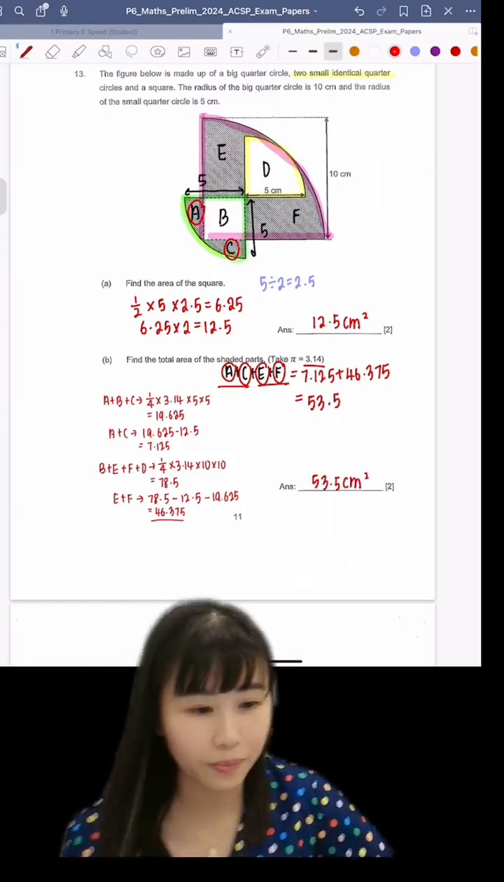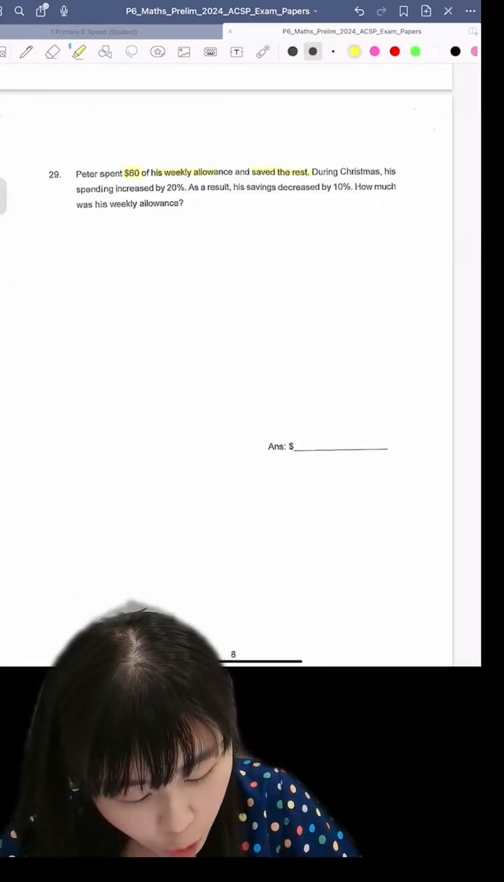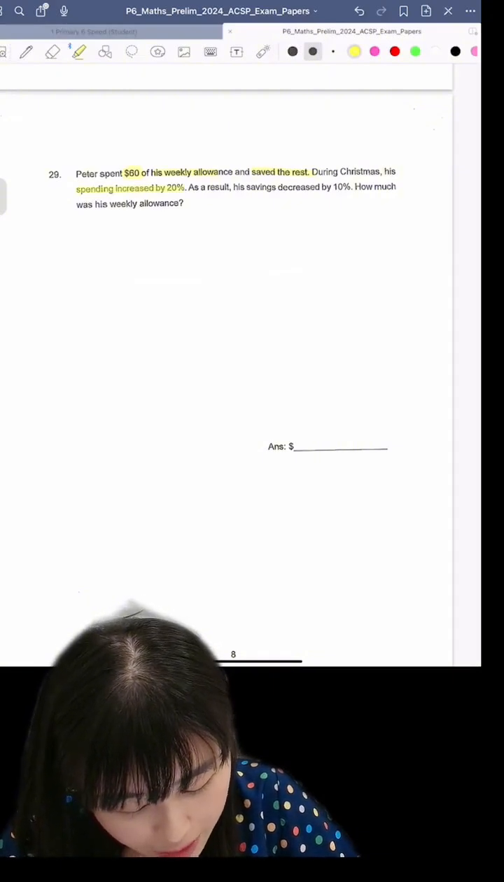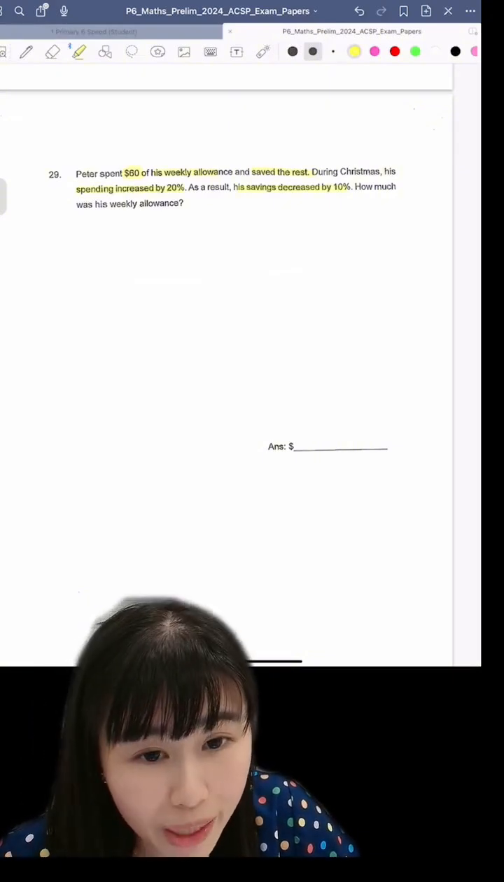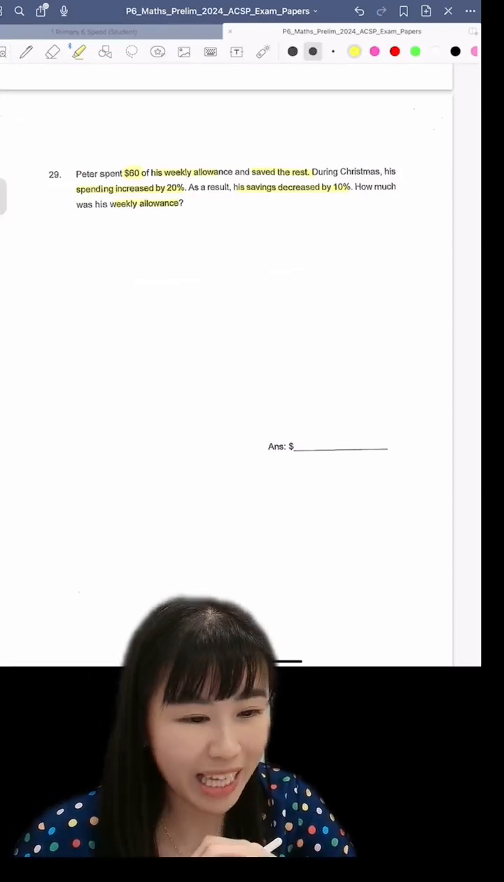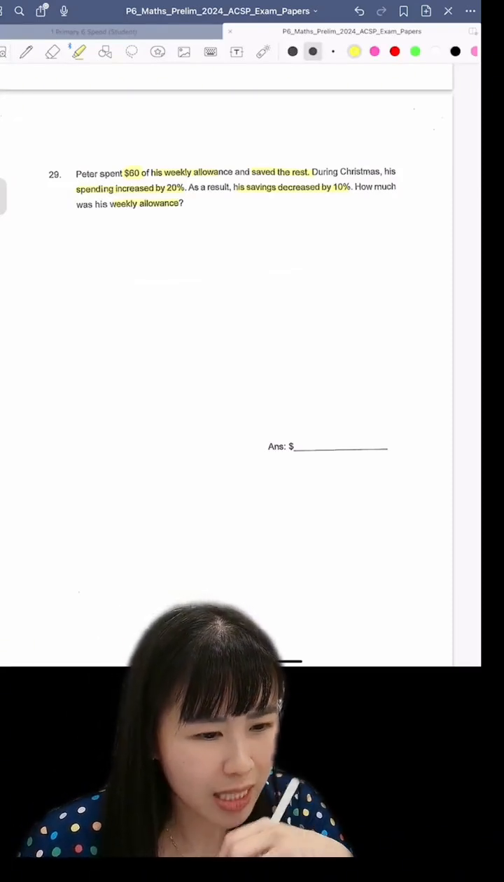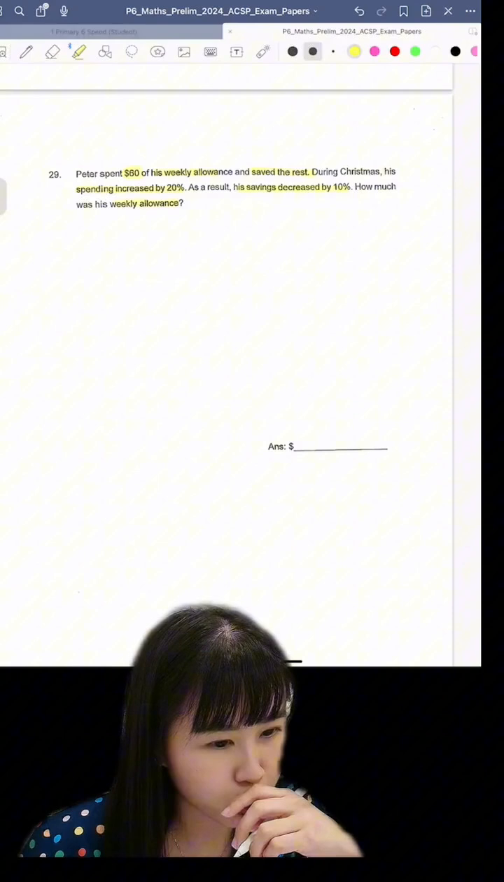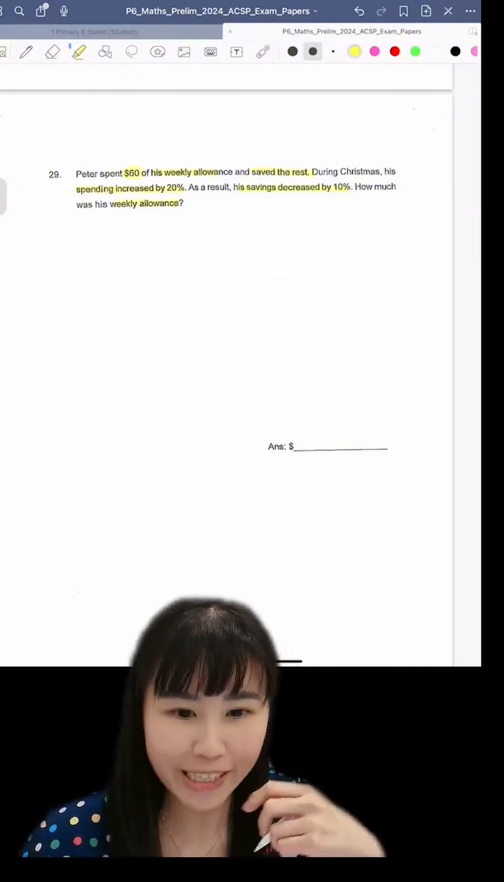cm squared. Okay. During Christmas, his spending increased by 20%. As a result, his saving decreased by 10%. How much was his weekly allowance? Is the answer 192? 60 multiply 120. I don't think you need to do that though.